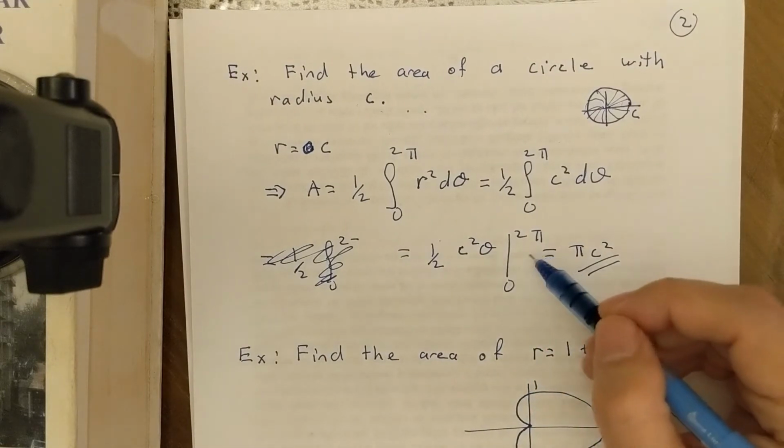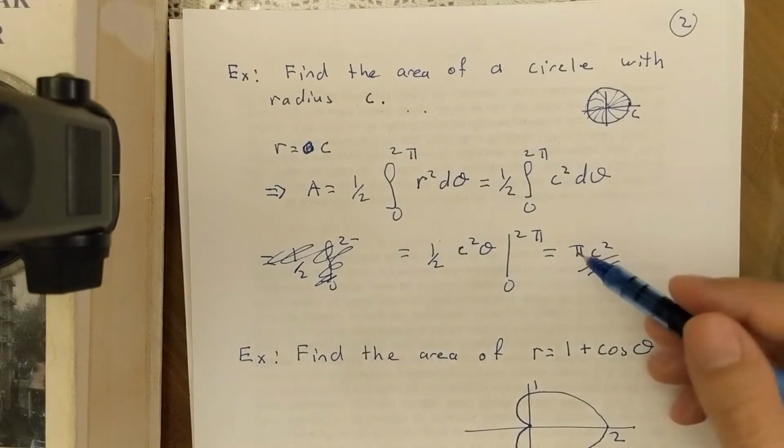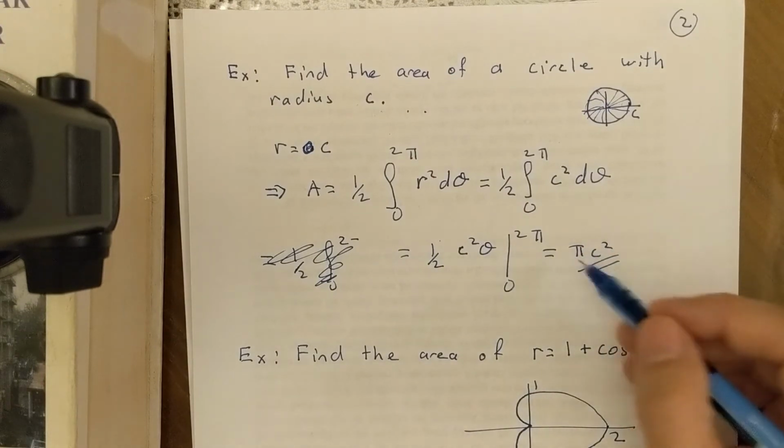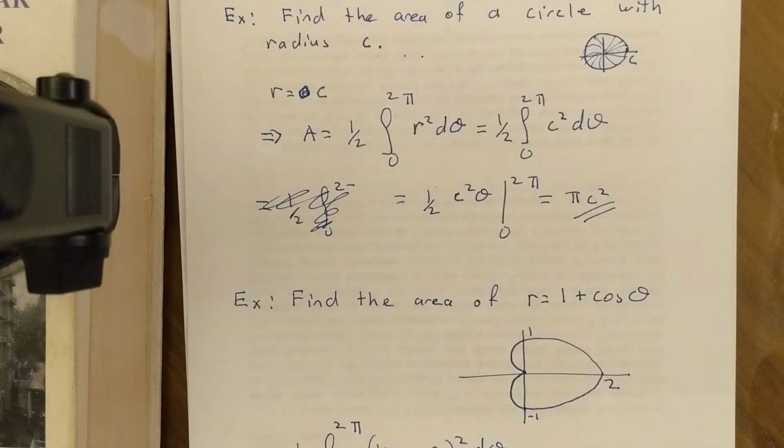Plug in your 2 pi, and the 2 pi and the 2 are going to cancel. When you plug in 0, you get 0, of course. So you get pi c squared. So this is the area of a circle that we've known since elementary school.